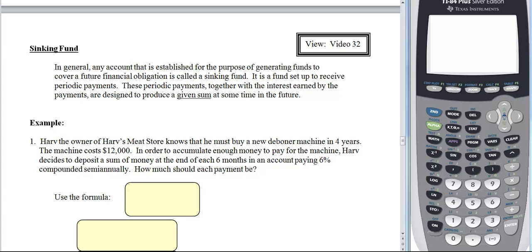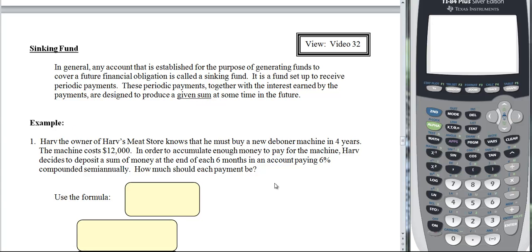Now we're going to look at sinking funds. In general, any account that is established for the purpose of generating funds to cover a future financial obligation is called a sinking fund. It is a fund set up to receive periodic payments. These periodic payments, together with the interest earned by the payments, are designed to produce a given sum at some time in the future. Now notice we have periodic payments, a given sum at some time in the future.